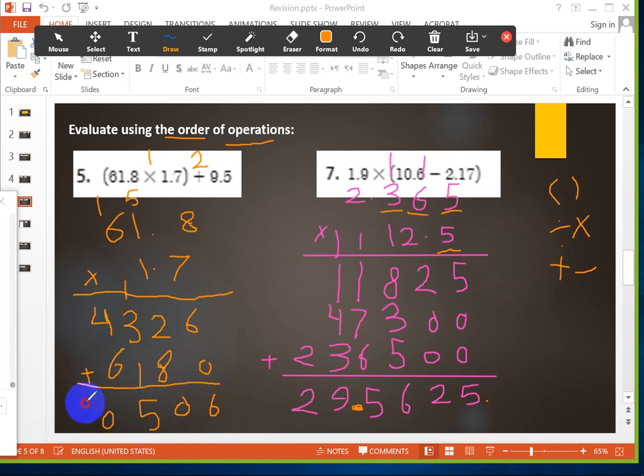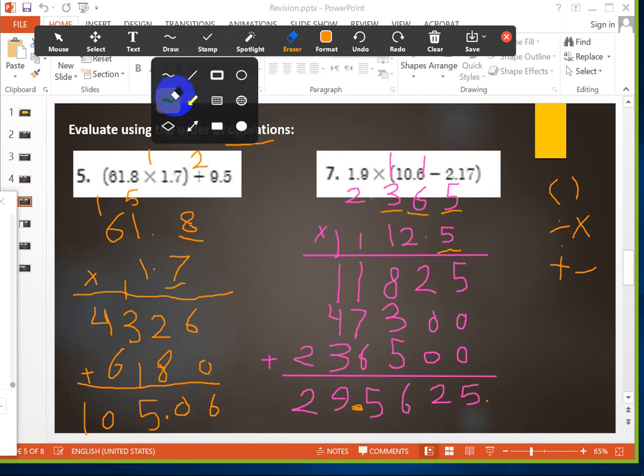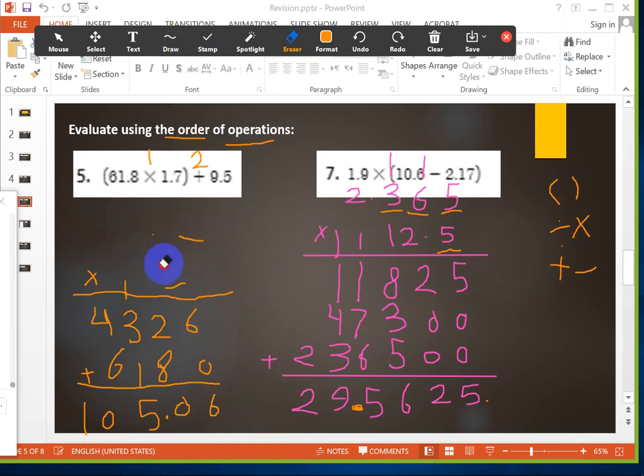Now what about the decimal point? I will count the number of digits after the decimal point. I have here 1 and here 1. That means I have 2 digits after the point. Move the decimal point from here to here. So the answer will be 105 and 6 tenths. This is the answer for this multiplication.